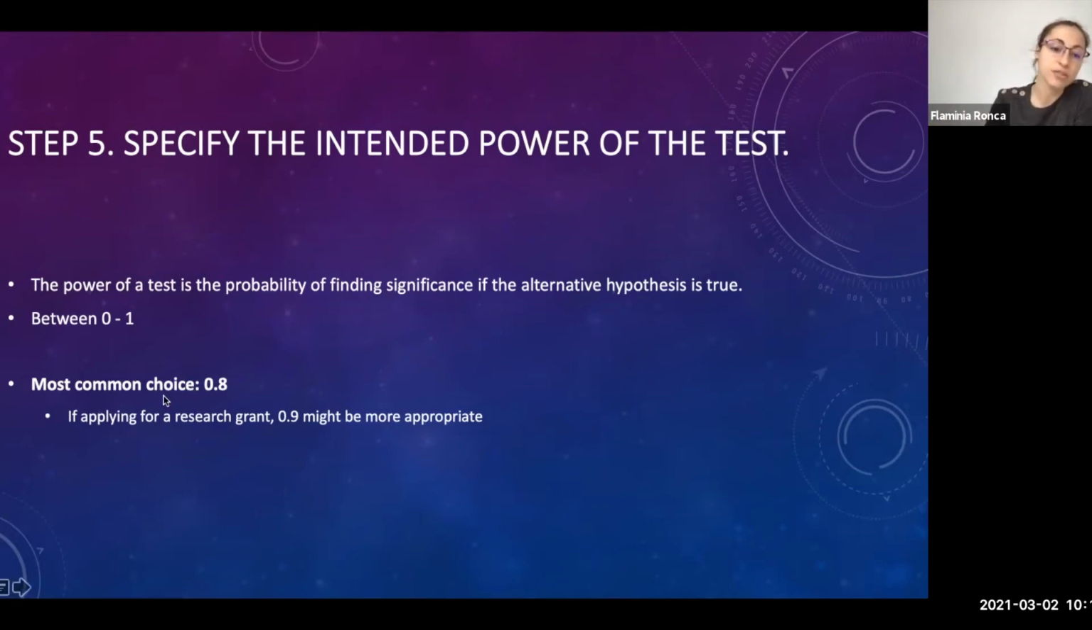If you're applying for a grant, sometimes you might want to go for a power of 0.9, just to show that you want to make sure that you get very robust data. A higher power will require more participants, but anything above 0.8 is considered to be strong power. So normally you're fine to go with 0.8.